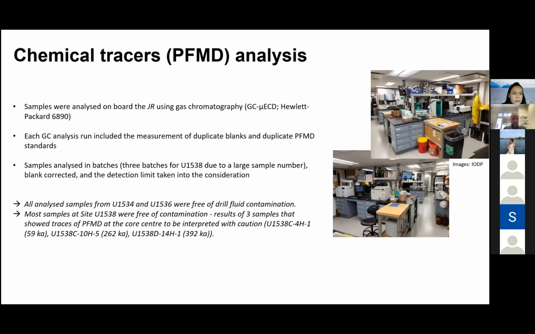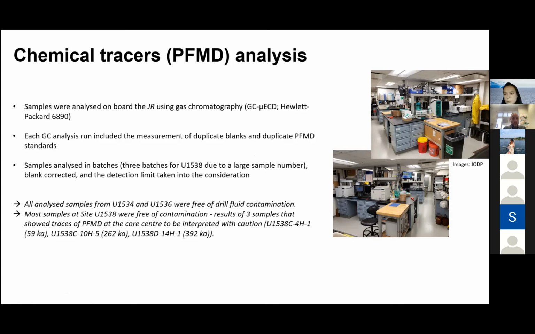So just quickly on the chemical tracer analysis. This was also done on board. Like I said, the ship is a huge facility of all sorts of labs, including a chemistry lab. And so we've run the chemical tracers right on board. This was done with the help of one of the technicians on board, and we used the gas chromatograph to do this work. The samples were analyzed in batches, continuously as we collected them.